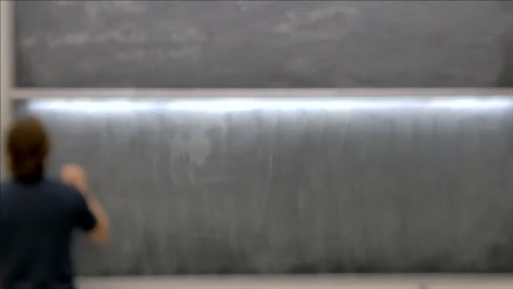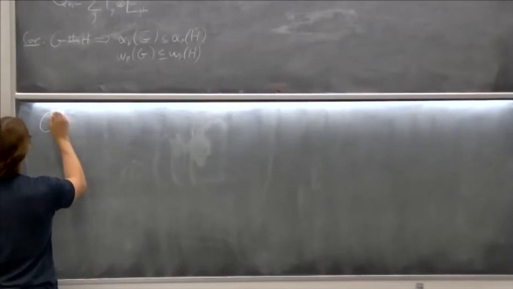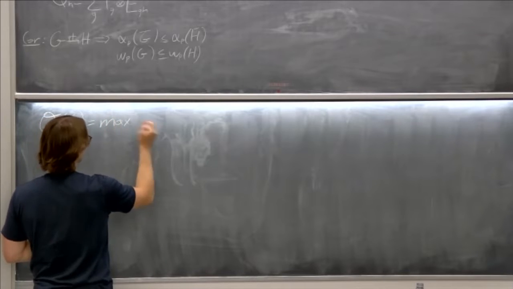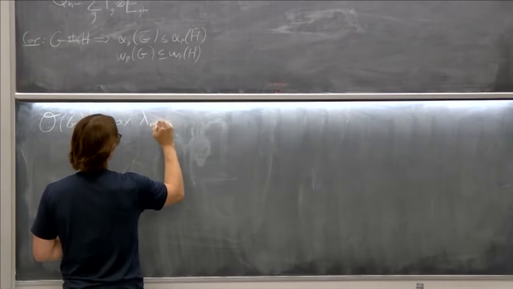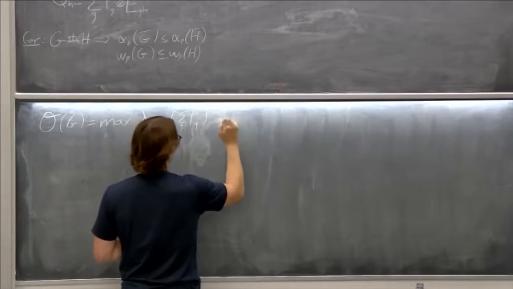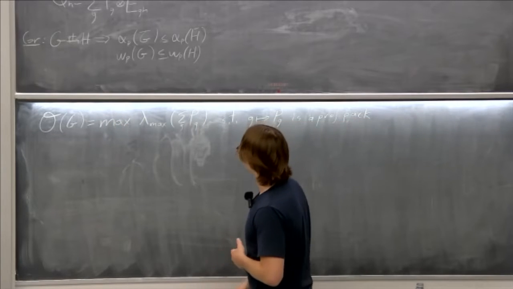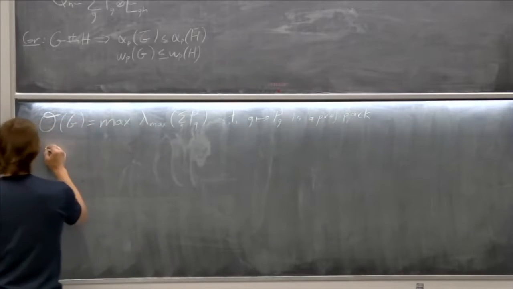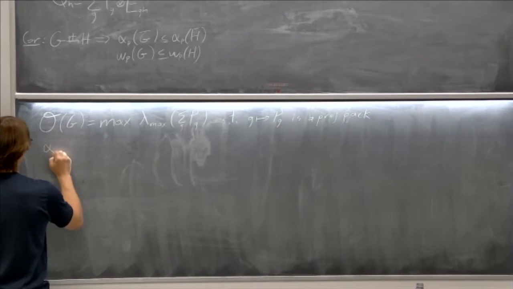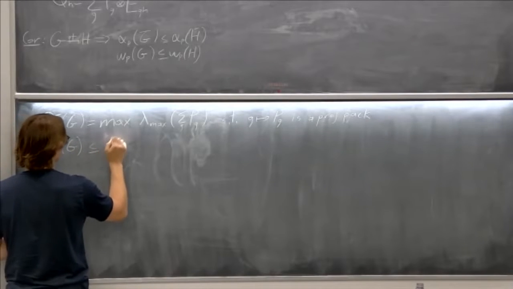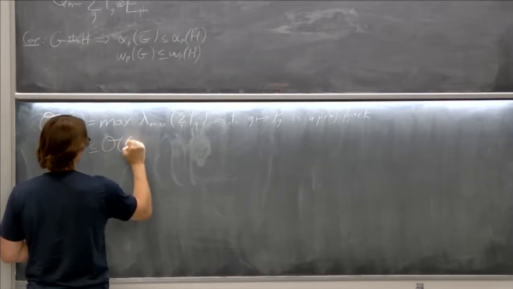But actually, this is already a known parameter. This is equal to log theta. Well, it's the max. Now it actually is the maximum eigenvalue of the sum of a projective packing of your graph. And of course, this means that, immediately, we get that alpha_P of G is less than or equal to theta of G.